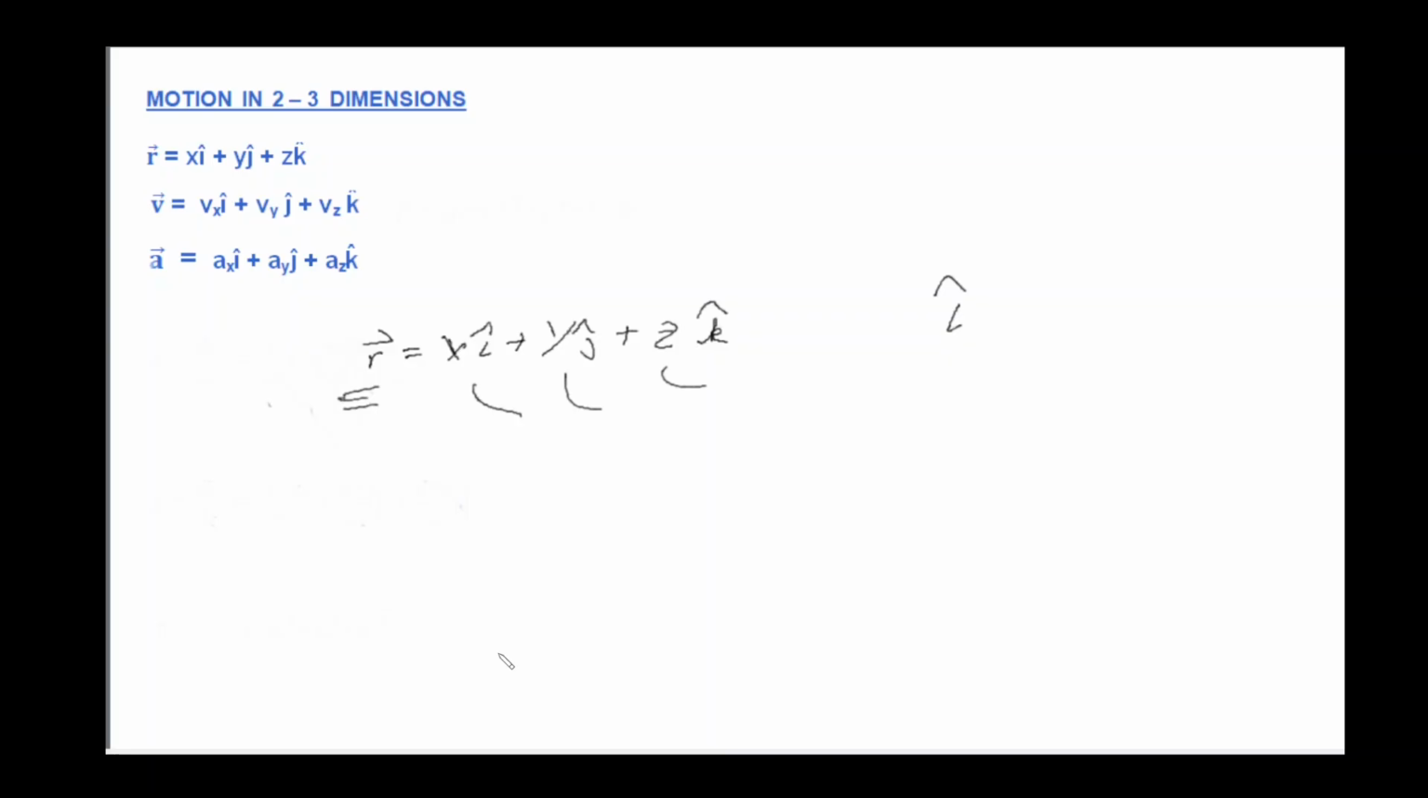As an object moves, its displacement is given by delta r, which is equal to r2 minus r1, which in terms of unit vectors would be (x2 minus x1) i plus (y2 minus y1) j plus (z2 minus z1) k.